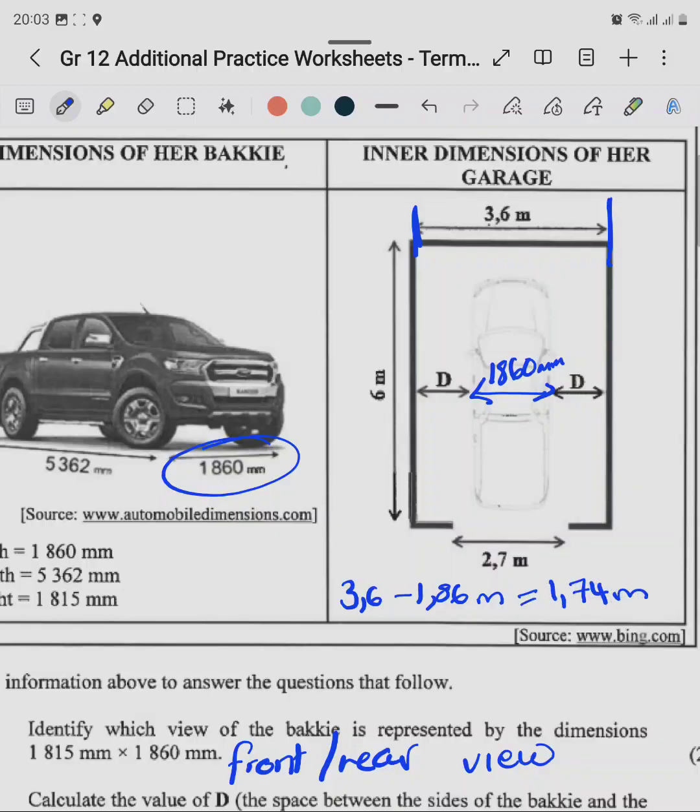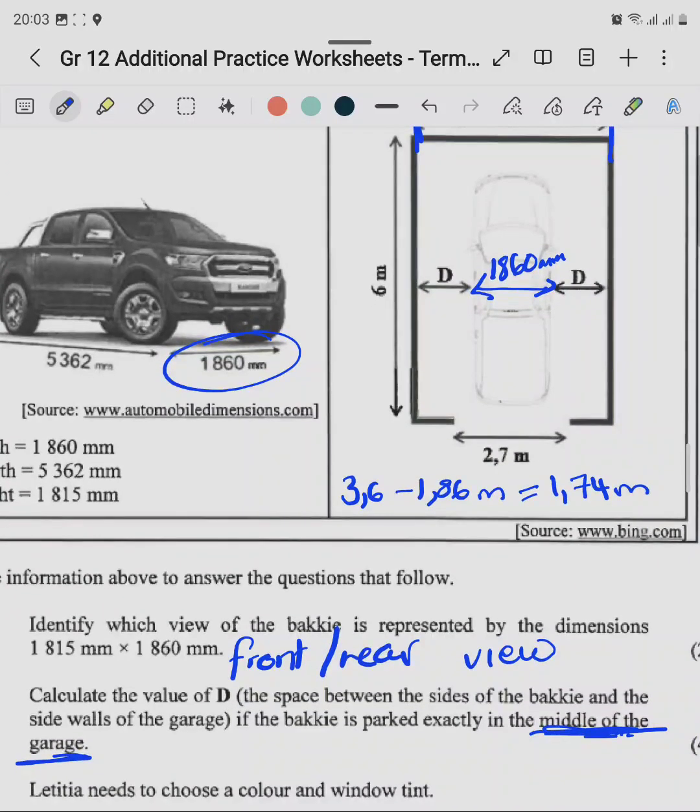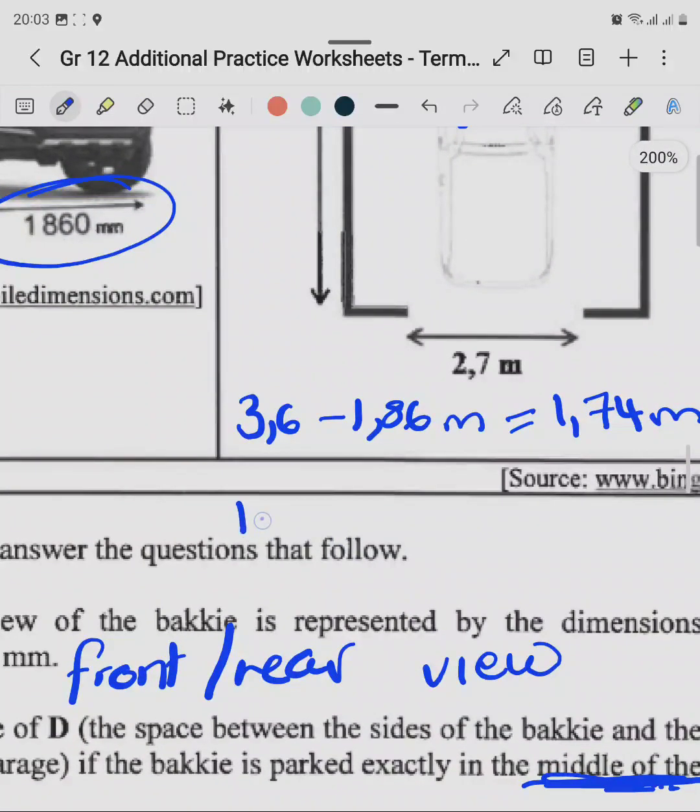And that 1,74 is really the D space plus the other D space. So then in order to find one D space, I can go 1,74 divided by 2. Sorry, this is not ideal spacing. Let me go a bit lower. 1,74 divided by 2. And that will give me the space of one D, which is 0,87 meters. Okay, and that's the length of D.